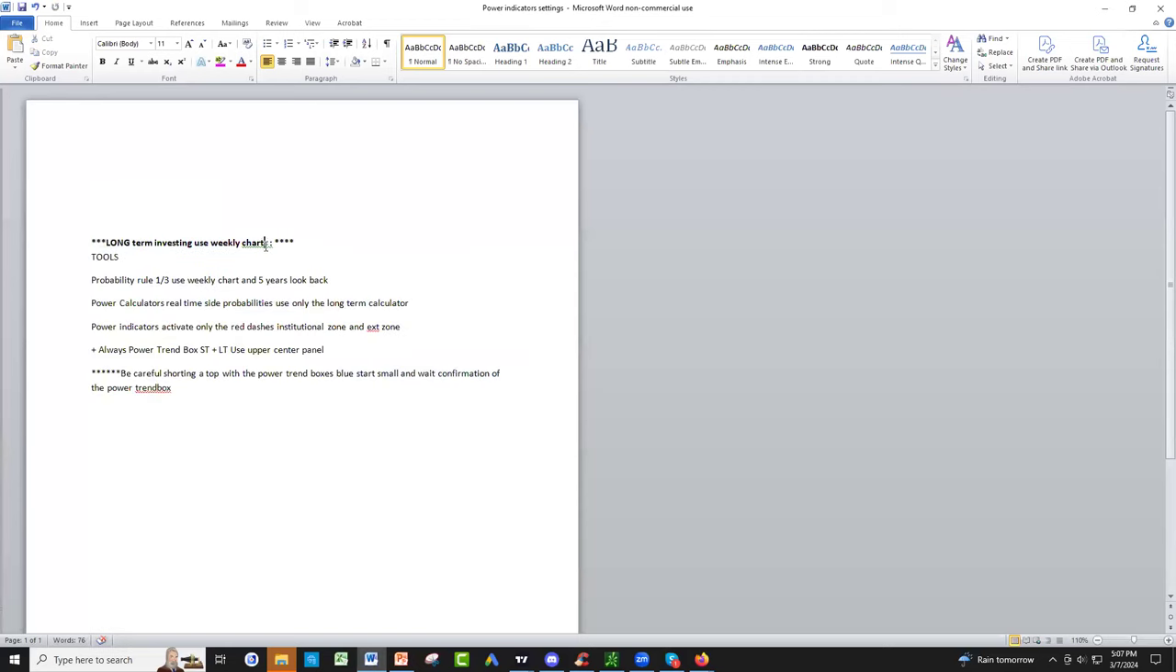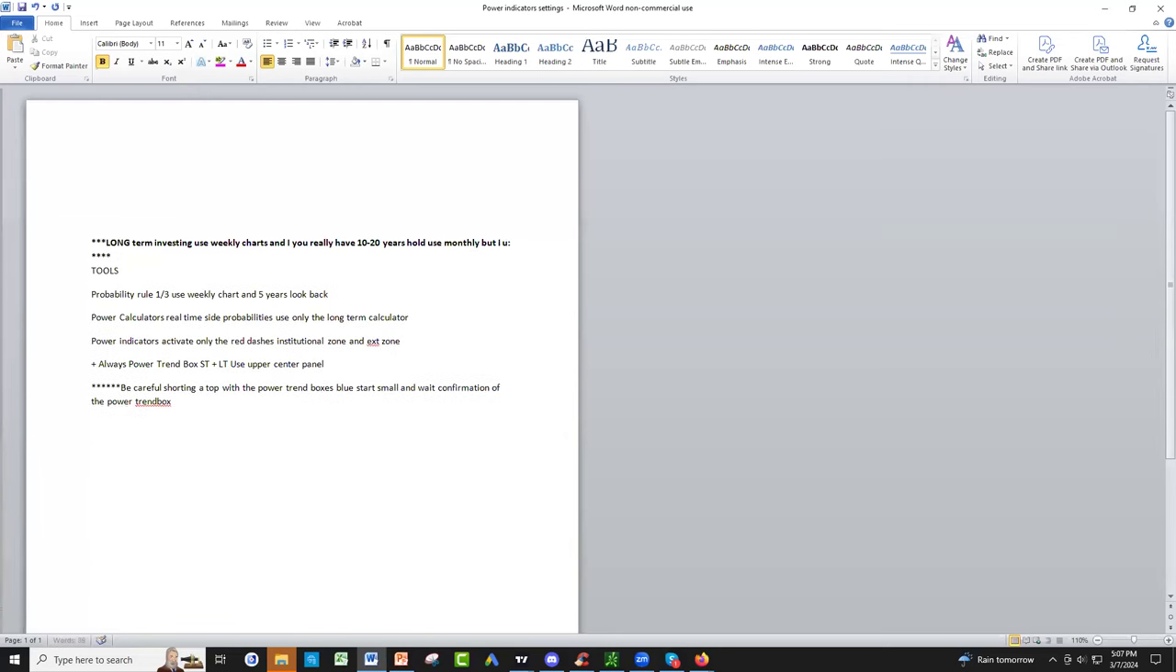Use weekly chart, and if you really have a 10 year, 20 year hold, use monthly. But I use weekly.